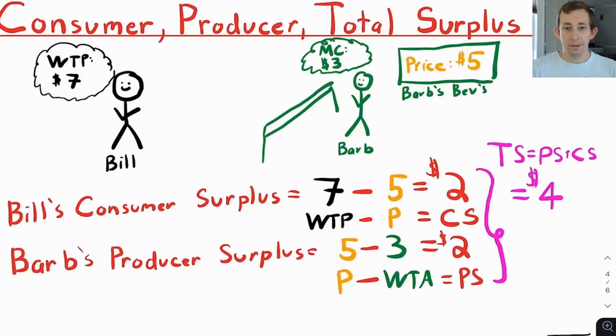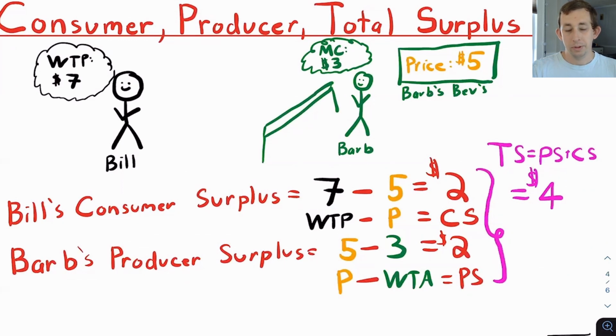Now we're going to start talking about consumer, producer, and total surplus, and I like to start this topic by using a really simple example. Pretend that Barb's Bevs is a coffee shop, and in comes Bill. It's a Monday, so Bill is super tired, and Bill says, "Man, it's Monday, I'm super tired. I would pay $7 for a coffee right now." Bill walks into this coffee shop where Barb has looked at her costs, and she says, "Man, I'm willing to sell a coffee for $3, but I'm going to try and sell it for $5 because then I get some profit, because $5 minus $3 is a $2 profit for me."